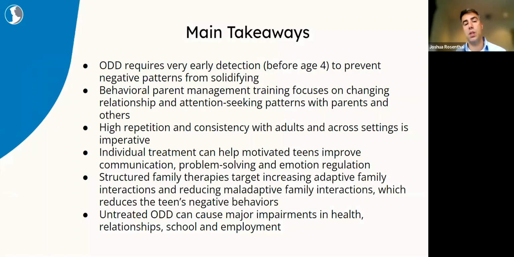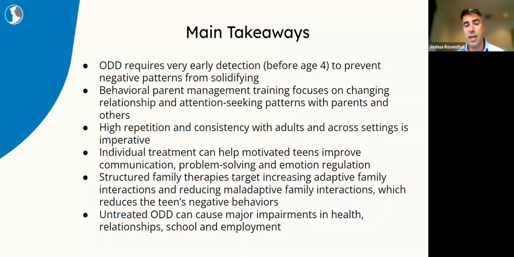So what are the main takeaways? What are the things I want you guys to take with you as you leave and then maybe go seek more information? ODD requires early detection before age 4 to prevent it from crystallizing and turning into something that's much harder to change. Behavioral parent management training focuses on changing relationship and attention-seeking patterns with parents, right? That's the key here: you want to figure out a way of changing the way this child relates to adults and the outside world, because something got off when they were young, and the only way to change that is to work with them, highly repetitive, with a lot of consistency across different settings. That's the only way it's really going to change.